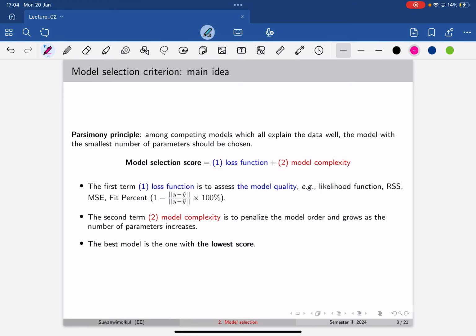In this topic, we will be learning how to select the best model. But in this situation, we will be using only the training data, meaning that we are going to be calculating the model selection scores only based on the performance at the training phase. Only training, only.